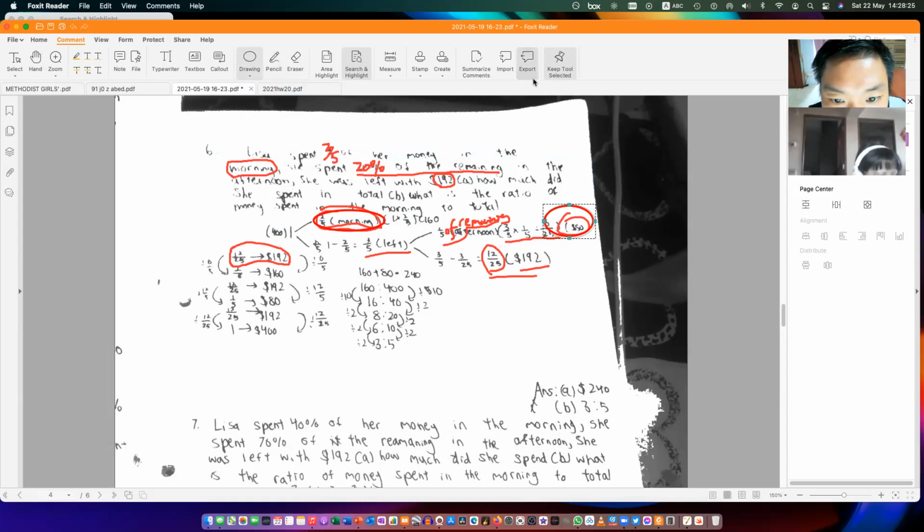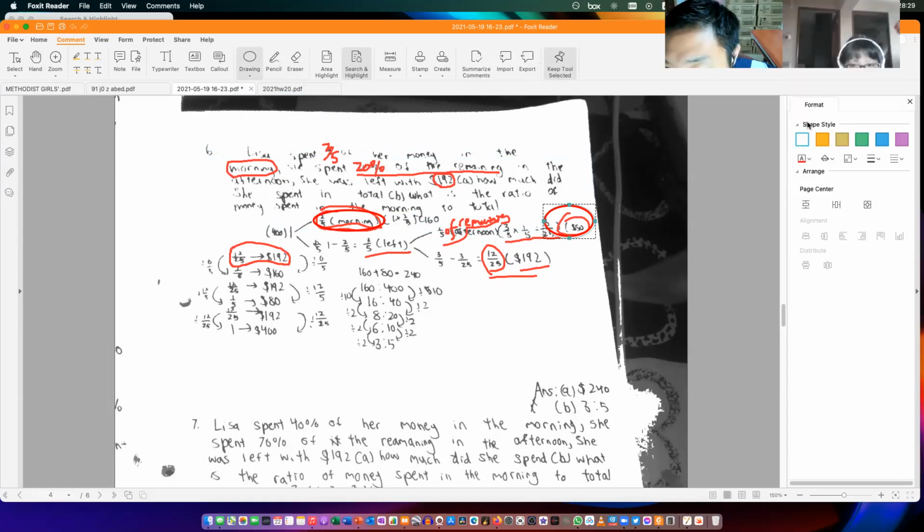Is there a way I can change the color here? Let me see. I can do it here. Can you see? Okay, I learned something also. Hold on. Shape. Yes. This opacity. Can you see? Yeah.